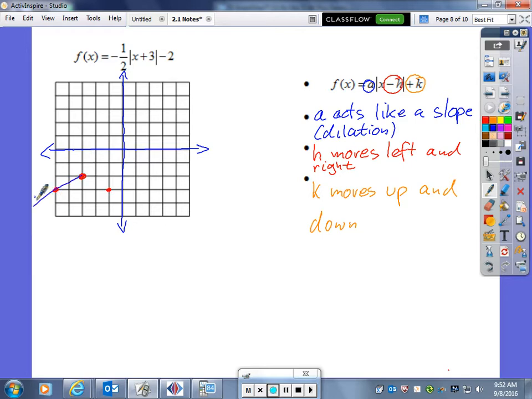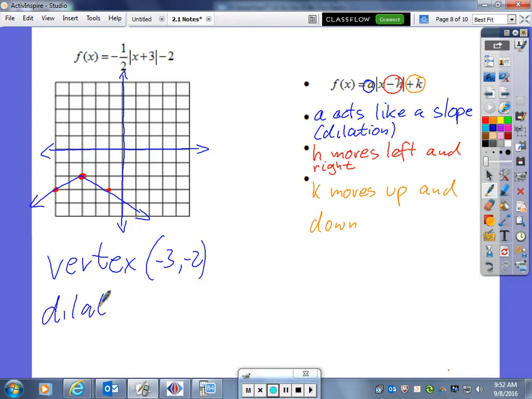And this is the graph of the function f of x is equal to negative 1/2 absolute value of x plus 3 minus 2. The vertex that we found. Always try to find the vertex first. That will make your graphing exercise much easier. Vertex has the coordinates negative 3 and negative 2. And the dilation is negative 1/2.